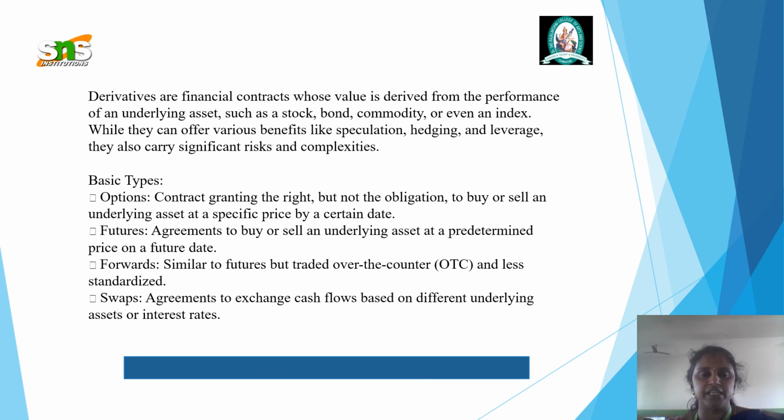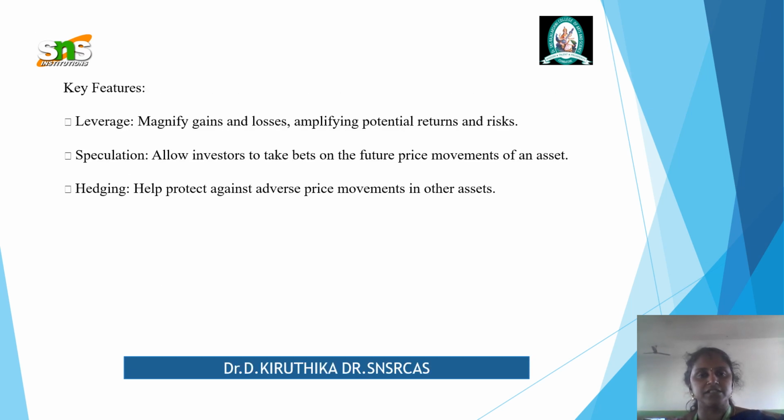What are the basic types? I told you very clearly: option, future, forward, and swap. Options: the contract granting the right but not the obligation to buy or sell an underlying asset at a specified price by a certain date. Futures: the agreement to buy or sell an underlying asset at a predetermined price on a future date. A forward contract is similar to a future but traded over the counter, which we say as OTC, and is less standardized. And swaps are agreements to exchange cash flows based on different underlying assets or interest rates.